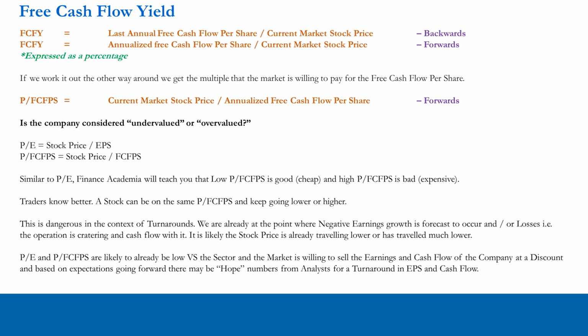So PE and price over free cash flow per share are likely to already be low versus the sector, and the market is telling us that they are willing to sell the earnings and the cash flow of the company at a discount to the sector, and based on expectations going forward, there may be a hope number from analysts for a turnaround in EPS and cash flow.